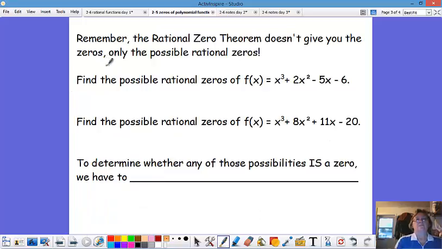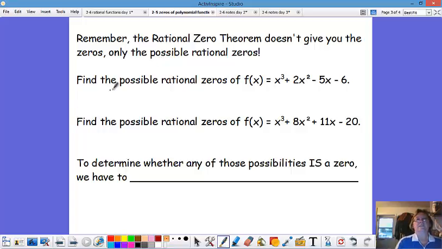So, a quick reminder that the rational zero theorem or rational root theorem does not tell you what the zeros are. It just gives you possibilities for zeros that might be rational numbers. In fact, many polynomials don't have rational zeros, so this won't work every time, but at least it gives you a place to start looking for what might be a zero in a function.